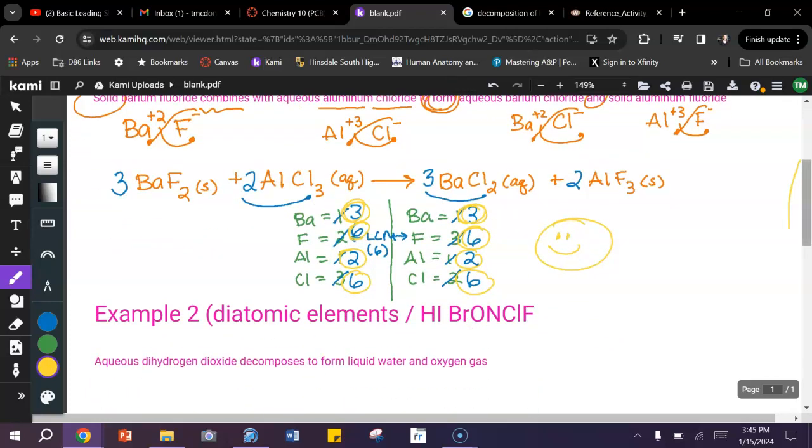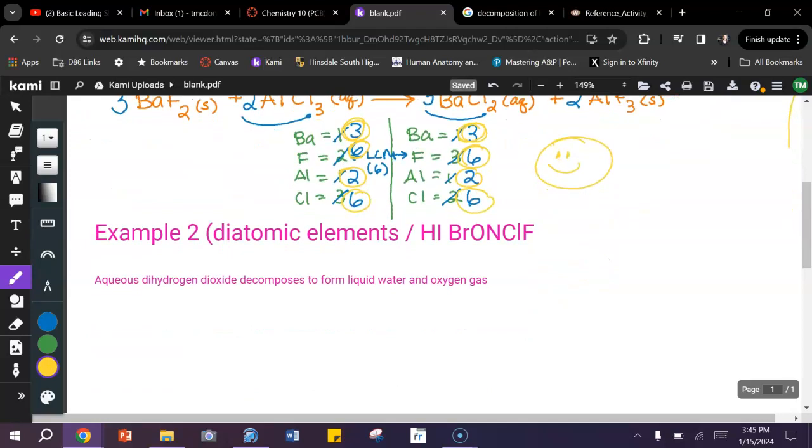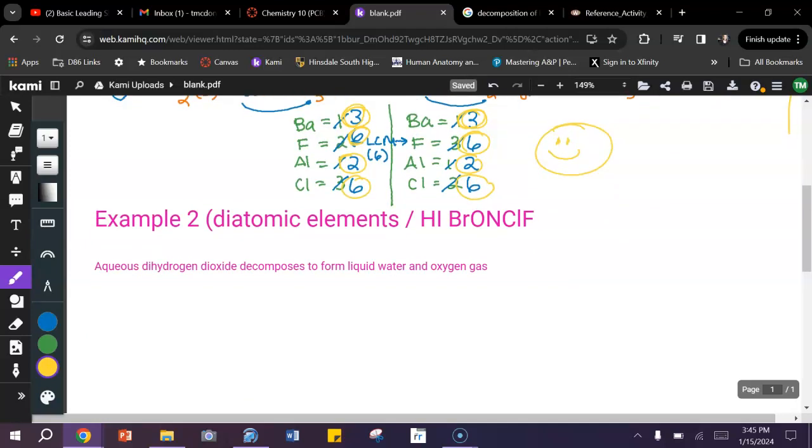All right, let's look at our next example here. This is an example of an equation where you have to remember that there are some elements that are diatomic, meaning that if they are not combined with another element, you need 2 atoms of those elements in order for them to be able to stand alone. And those elements are HOBrINCl. So let's see if I can show you what that means.